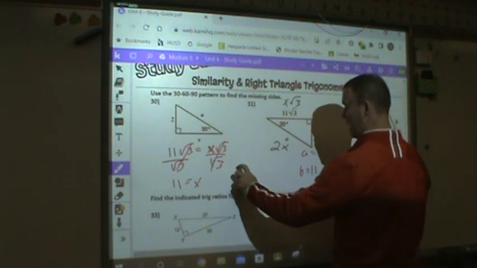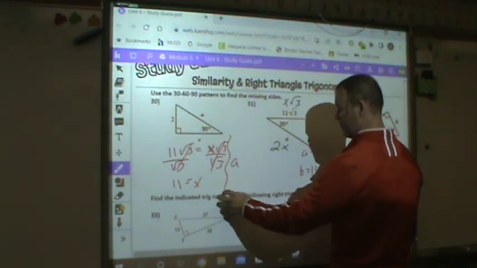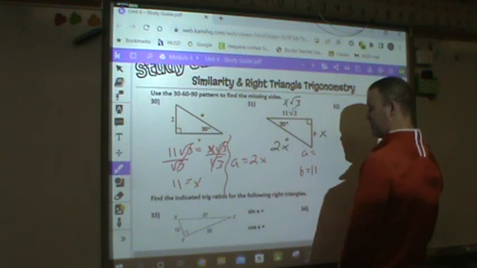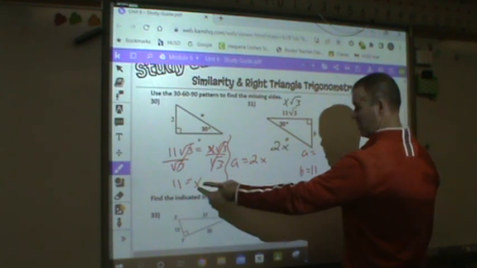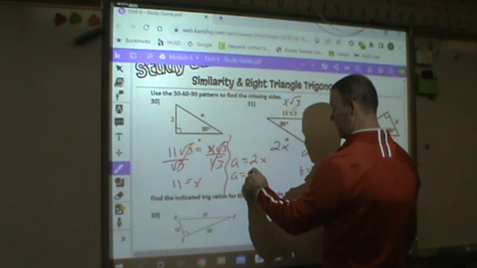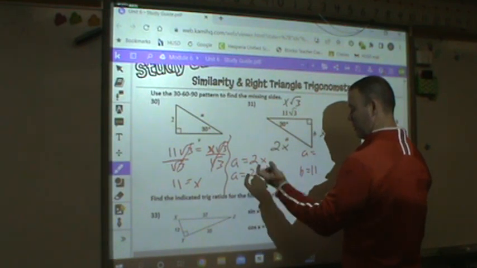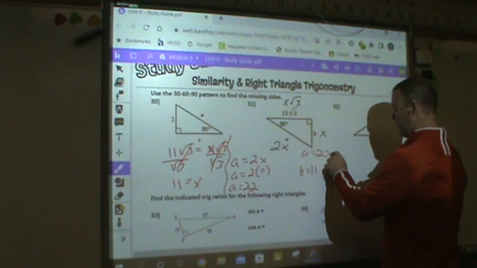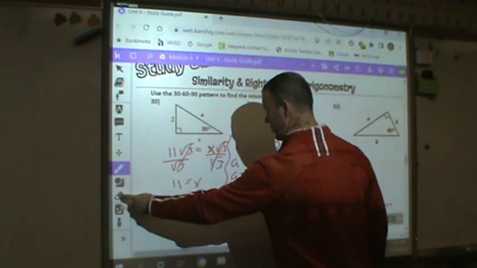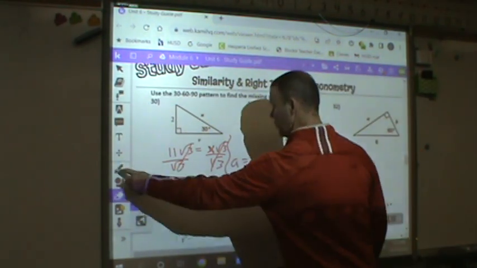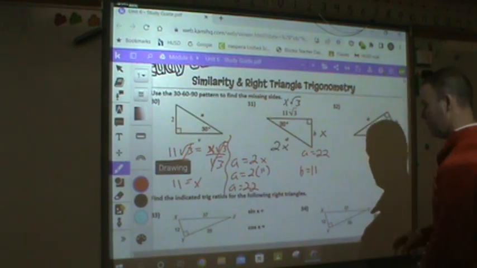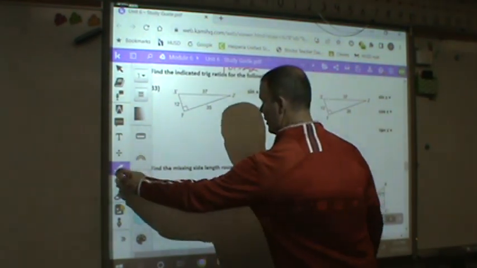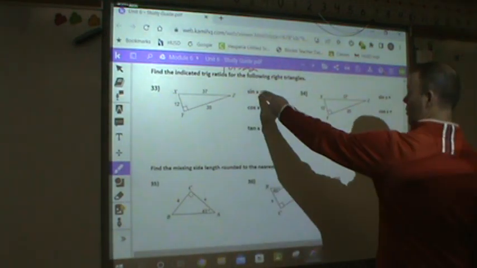A, how do I find A? Well, I know A, different problem here. I know A is equal to 2 times x. Do I know what x is? Sure, I solve for x. A is equal to 2 times 11. Remember, parentheses mean substitution, or A is equal to 22. Or 22, not 20. 22. There you go.